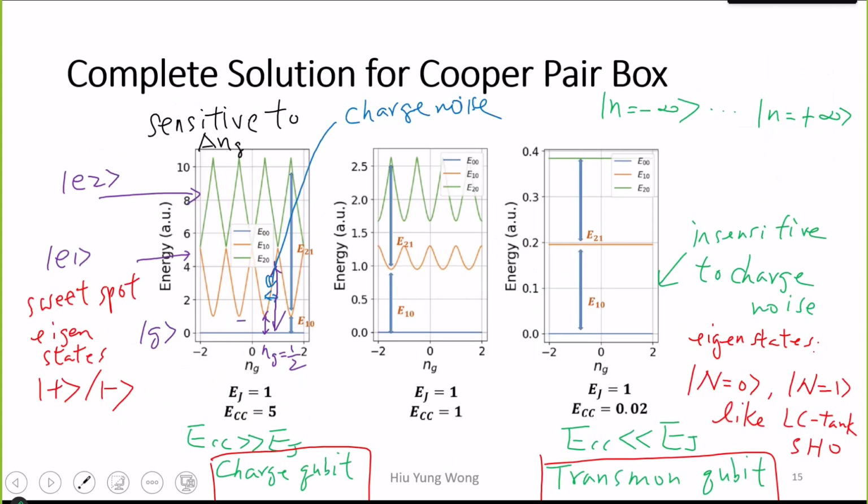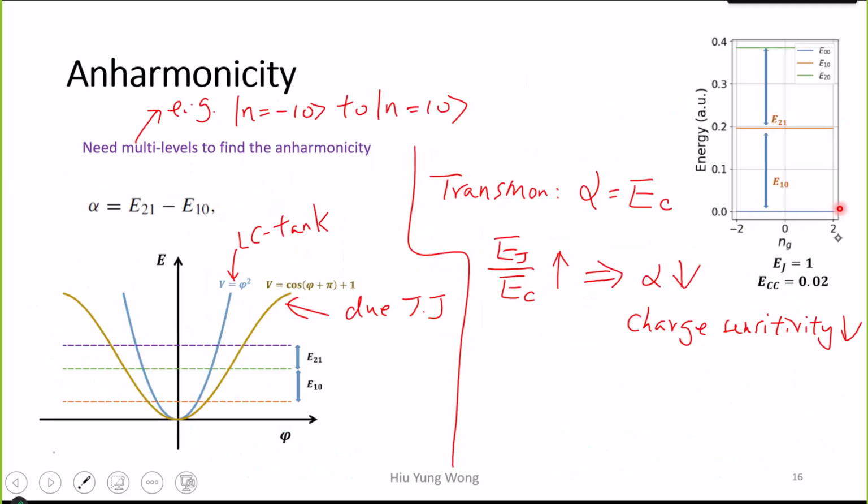Look at this charge qubit. The energy difference between E10 and E21 can be very large. This is very small, this is very large. The difference is very large, which is good if you want to have a two-level system. But in order to reduce the charge sensitivity, we need to increase the Josephson junction energy. Although it reduces the charge sensitivity, it also reduces the anharmonicity.